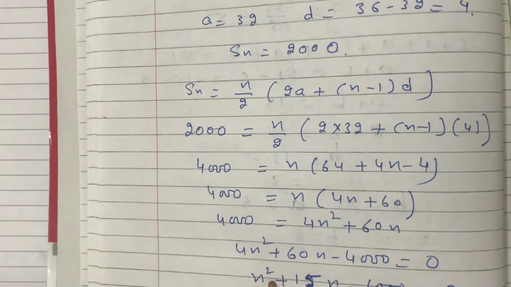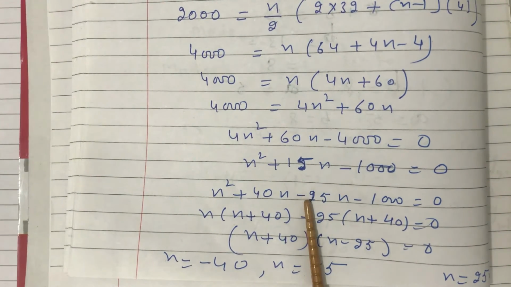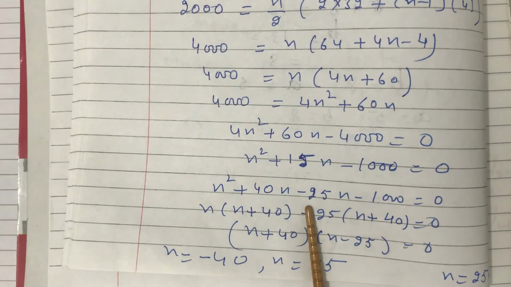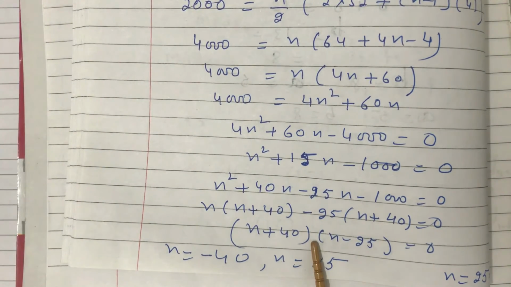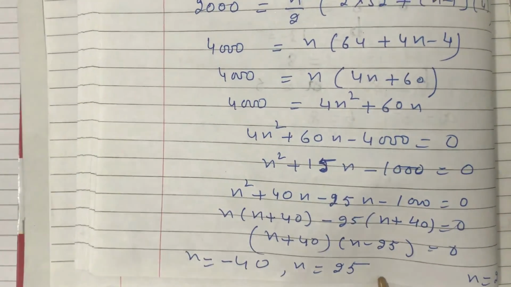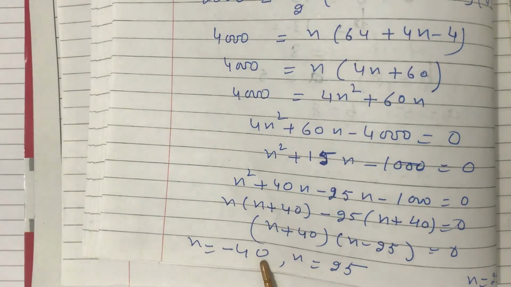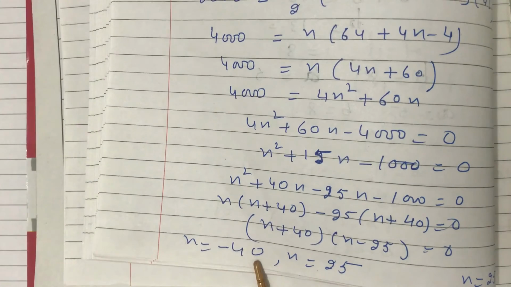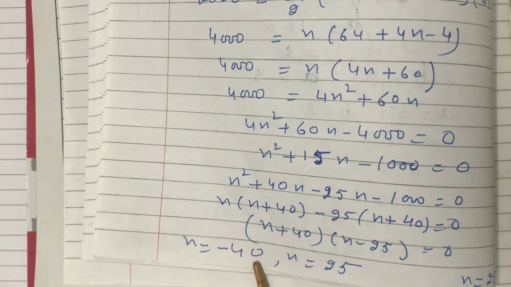You will get a quadratic: 4n square plus 60n minus 4000 is equal to 0. So n square plus 15n minus 1000 is equal to 0. Split the middle term. You will have n square plus 40n minus 25n minus 1000 is equal to 0. You will have two factors now. n plus 40 and n minus 25 is equal to 0. Now you have n is equal to minus 40, n is equal to 25. So n cannot be negative. So the answer is n is equal to 25. It means in 25 months she will be able to save rupees 2000.